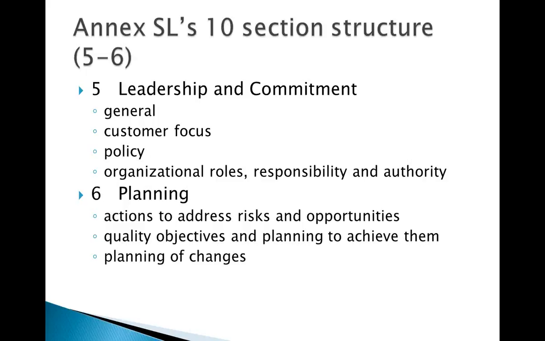Section 6 is called planning. This is where we find the majority of requirements pertaining to risk. This is also where you will find the requirements that pertain to quality objectives, planning to achieve them, and overall planning of changes.